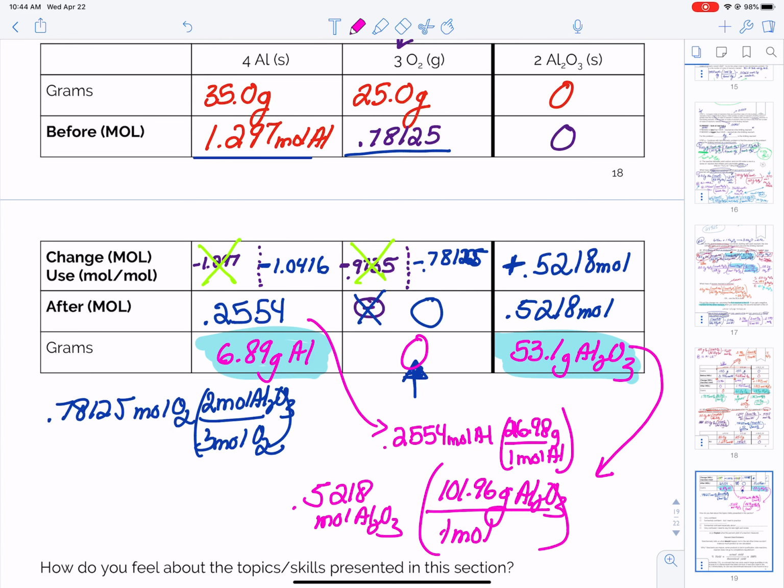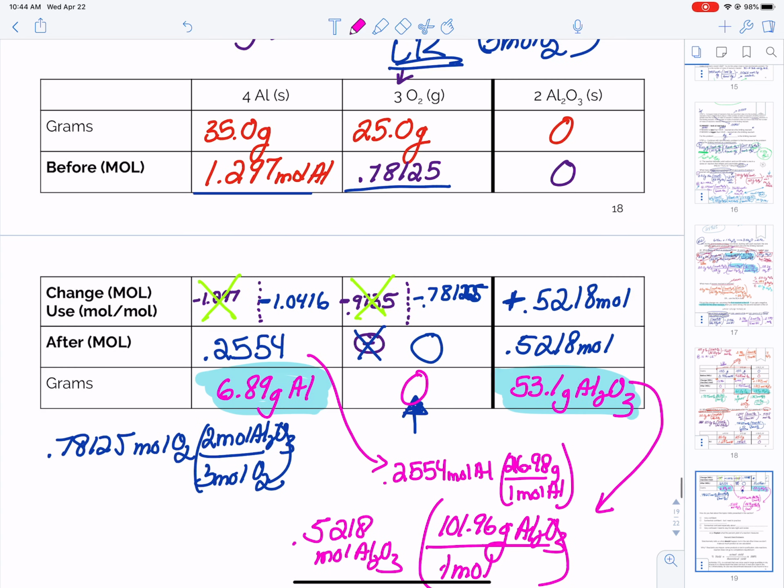And check your work. How many grams did I start with? Right? So total, I started with 60 grams of matter in the form of aluminum atoms and oxygen molecules. At the end, I ended with 60 grams of matter. Atoms have rearranged, but I didn't lose any atoms of aluminum or oxygen. There's still the same number of atoms. They're just arranged in different ways. But 6.89 plus 53.1 equals 60.